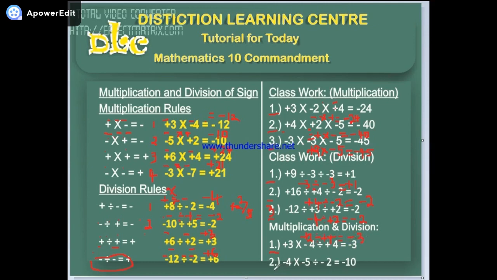And the last one, which is minus 4: minus times minus will give us plus, and 4 times 5 will give us 20. Now you use that to divide minus 2. Plus divided by minus will give us minus, and 20 divided by 2 will give us 10. So that is our final solution.